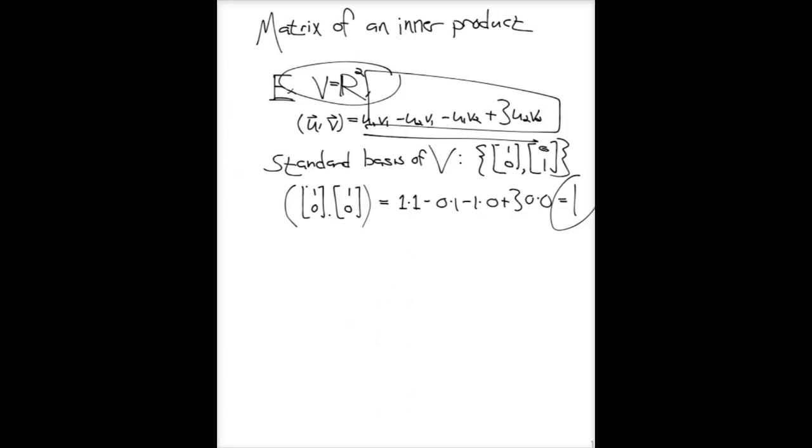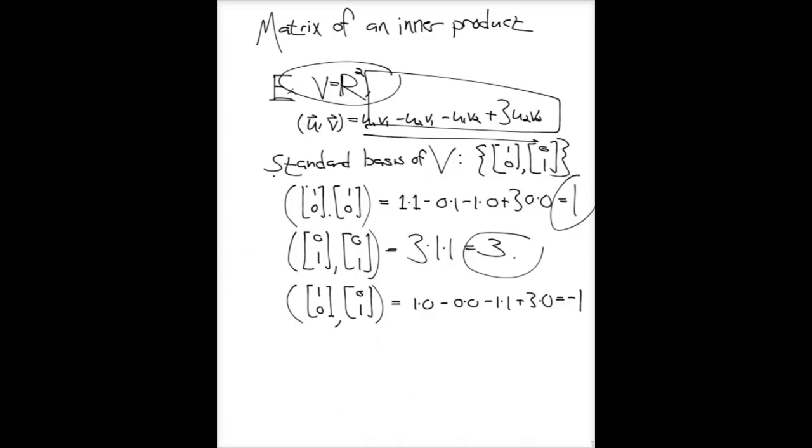Now let's try again with the second standard basis vector. For this one, U1 is 0, U2 is 1, V1 is 0, and V2 is 1, and we get the inner product of (0, 1) with itself to be equal to 3. Now there are two more I want to do. I'm going to take the inner product of (1, 0) with (0, 1). For this inner product, I get negative 1.